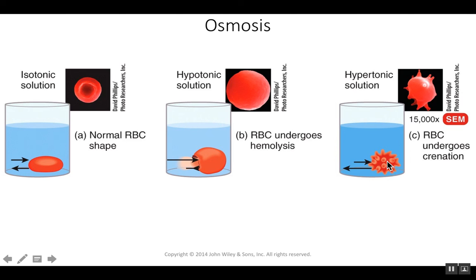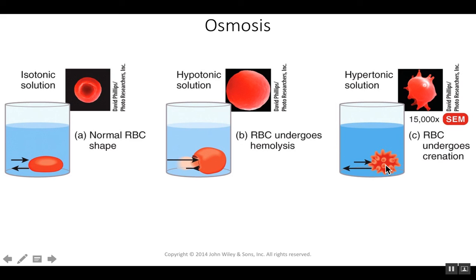If you put a red blood cell in a hypertonic solution, hyper means that there's a lot of solutes out here. Water will move towards that high solute, and the cell will shrivel up, and we call that crenation. Both of these situations in panel B and C are not very healthy for this red blood cell. This cell ruptured and this cell shriveled up.